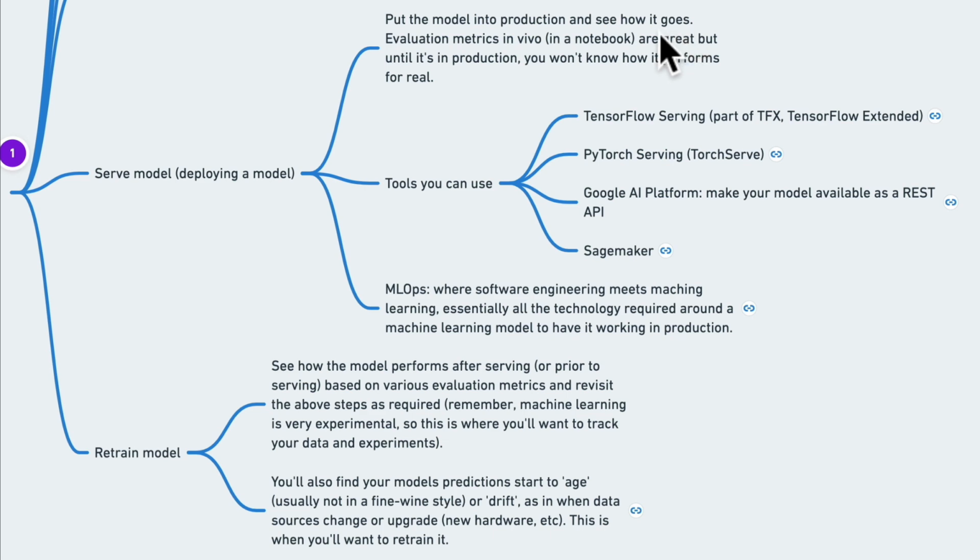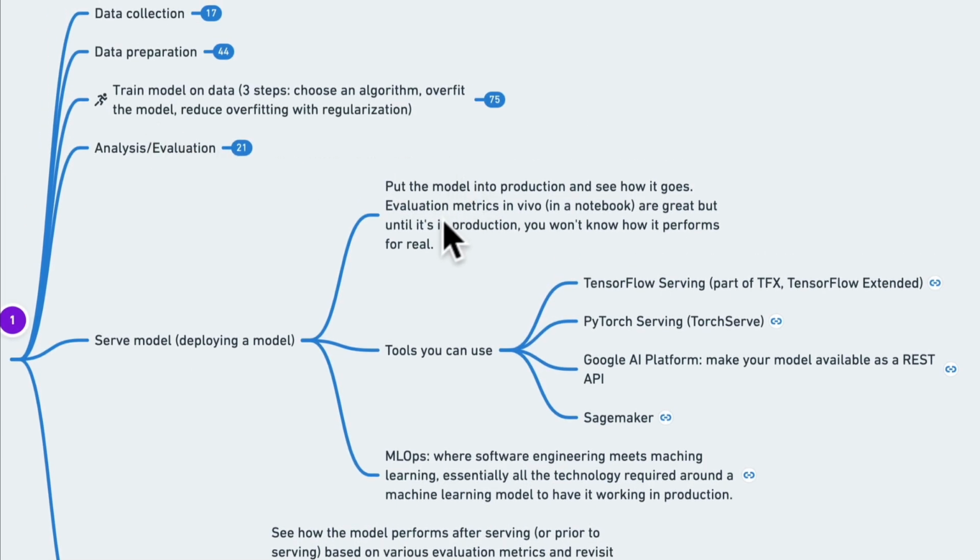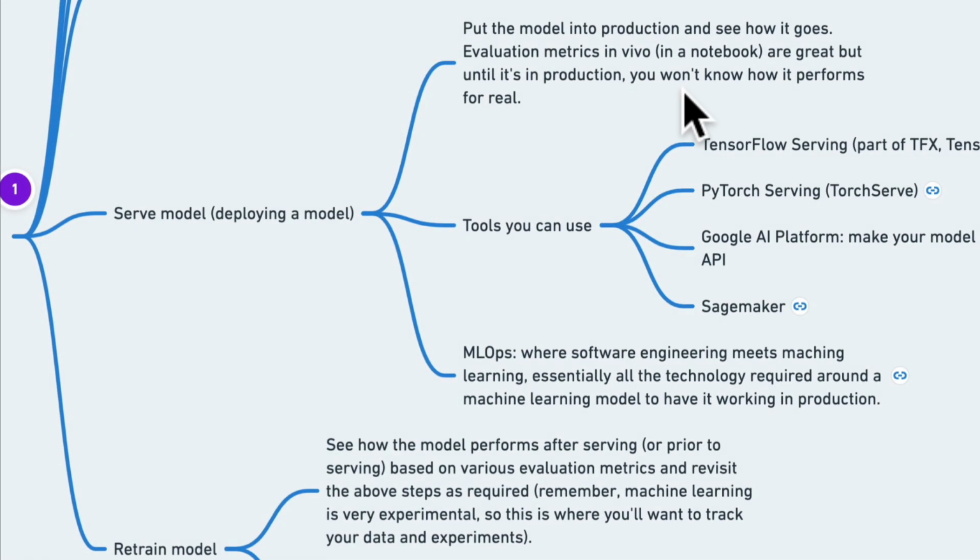Now, you may have the best evaluation metrics in the world, aka in a Jupyter notebook, your model gets 99.9% accuracy on whatever problem it's working. But when you put it into an application, everything starts to change because you're going to get new data sources, people are going to use your model differently. That's the real test of a machine learning model.